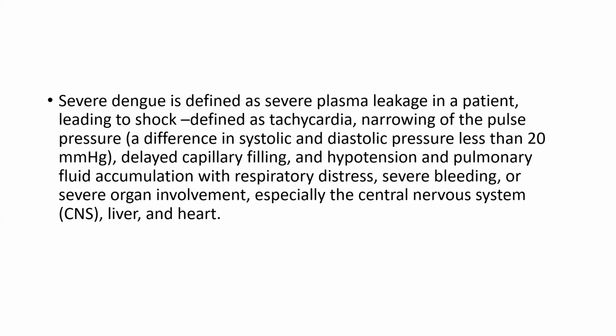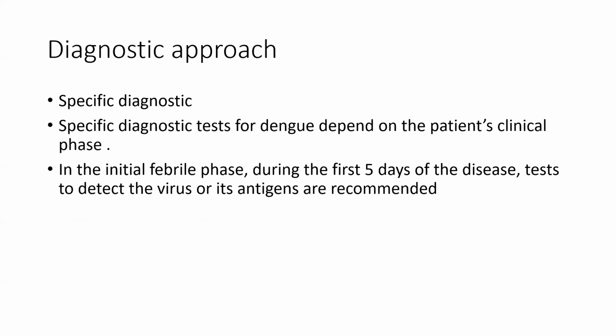Severe dengue is defined as severe plasma leakage in patients leading to shock, defined as tachycardia, narrowing of pulse pressure, delayed capillary filling, hypotension, pulmonary fluid accumulation with respiratory distress, severe bleeding, and severe organ involvement, especially the central nervous system, liver, and heart. Regarding diagnostic approach, specific diagnostic tests for dengue depend upon the patient's clinical phase.